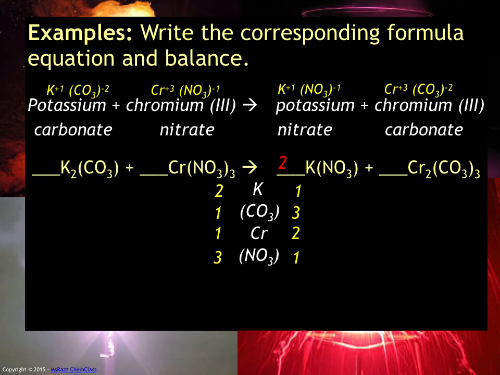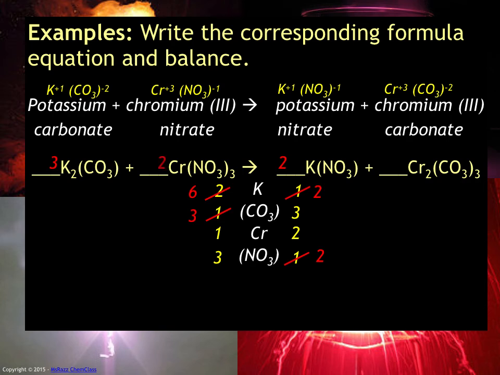coefficient of 2 in front of this one. Then I need to update my tallies. I now have 2 potassiums, but I also have 2 nitrates. Moving down to the carbonates, I'm going to put a 3 in front of this one. That will give me 3 carbonates, but I also need to update my potassium numbers now. I have 3 times 2 potassiums, so now I have 6 potassiums.